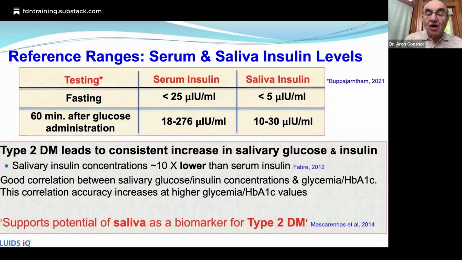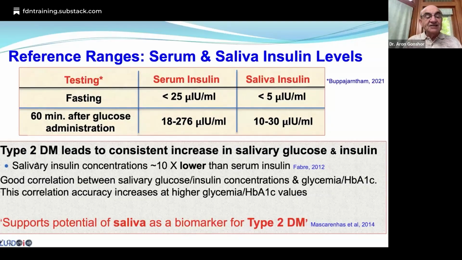After you do all of these studies, you're able to come up with reference ranges, not just for classic serum or blood testing, but also for saliva. So remember, the message here is you can test accurately for insulin in saliva and serum. The saliva levels of insulin are much less than they are in serum, but you are seeing them accurately.